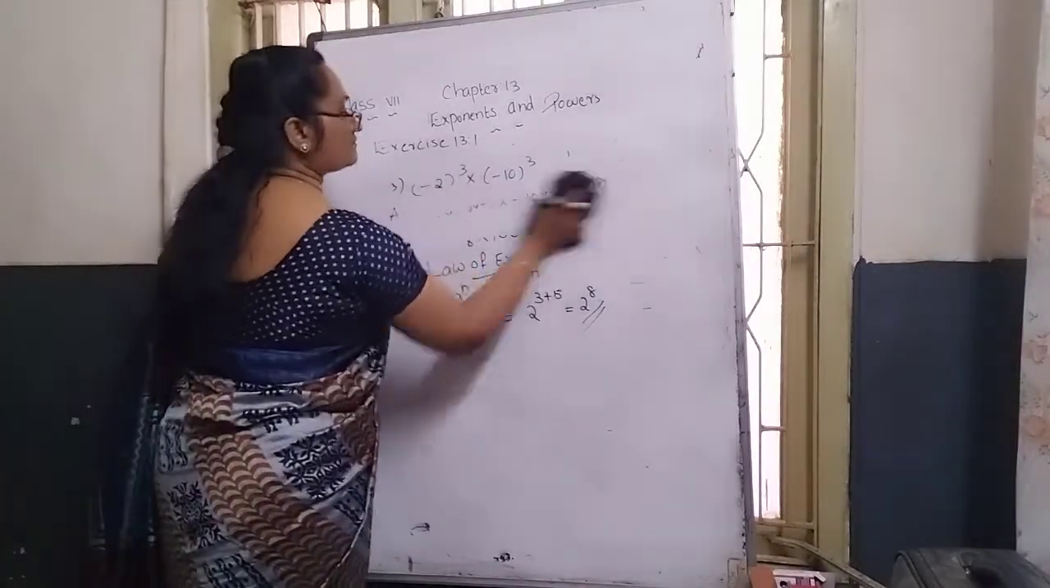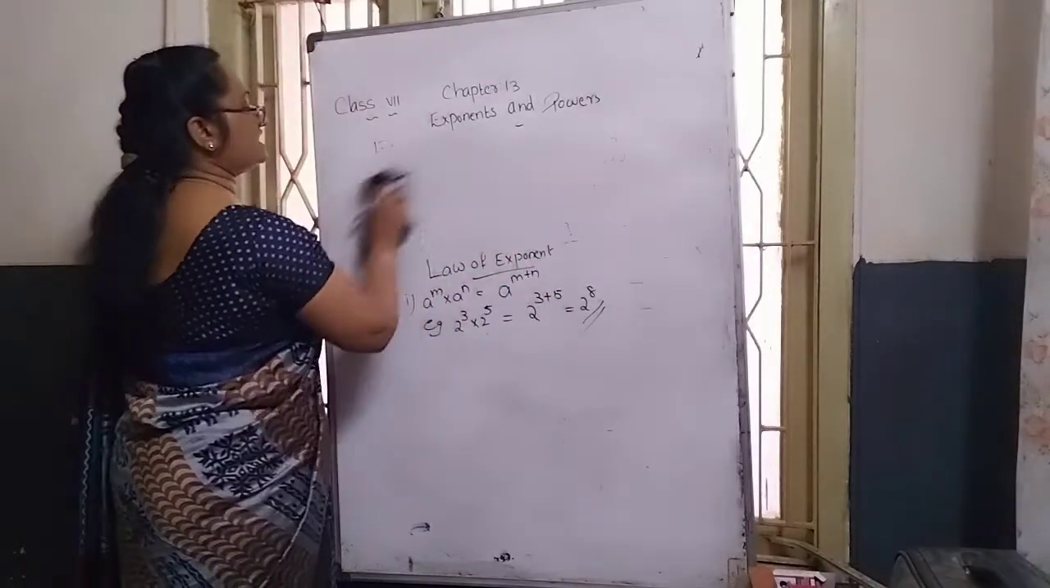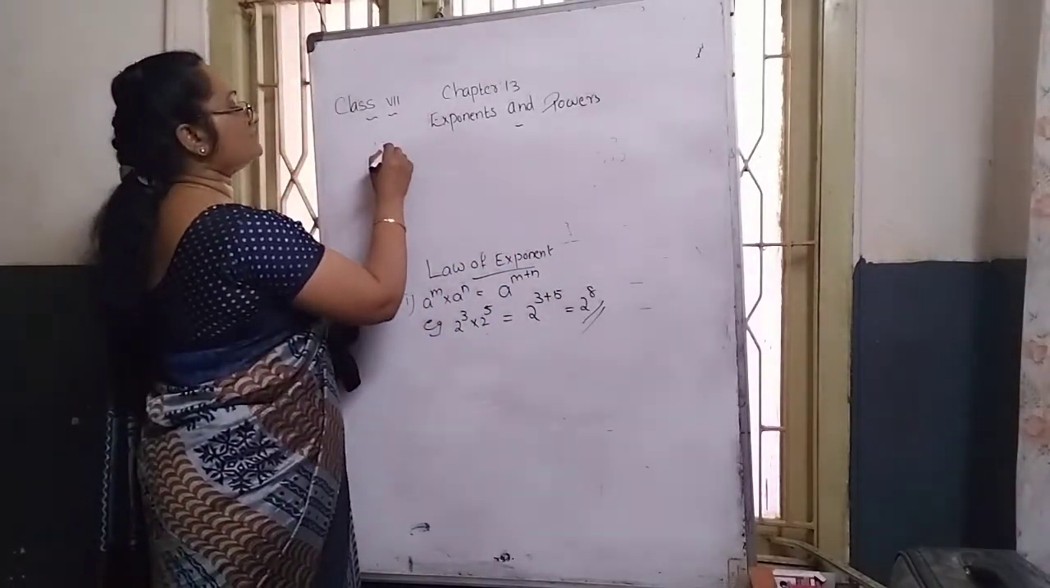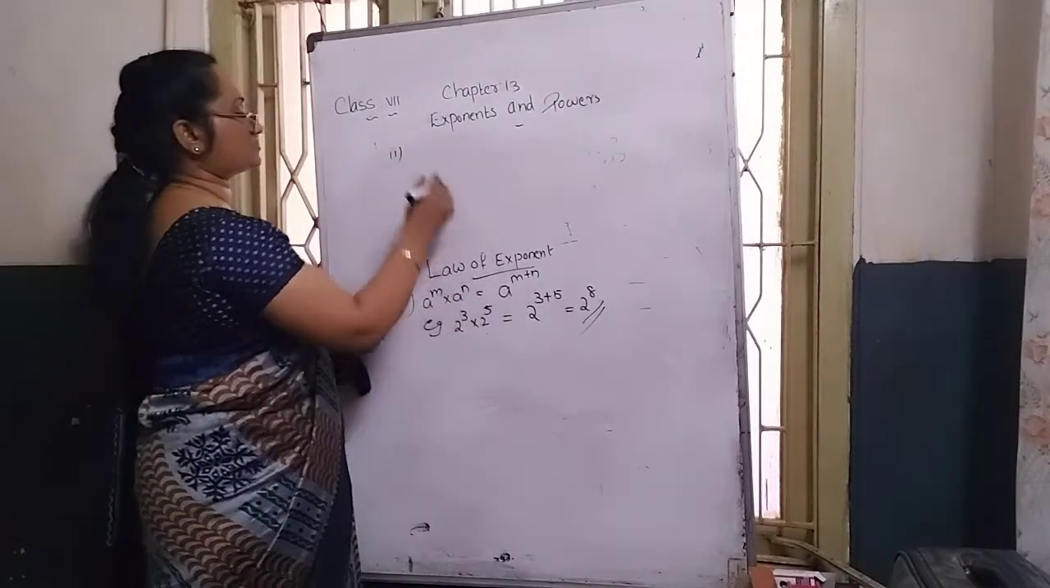Second rule. In the second rule, laws of exponent, the second rule says the division case. This is multiplication. Next, division case.